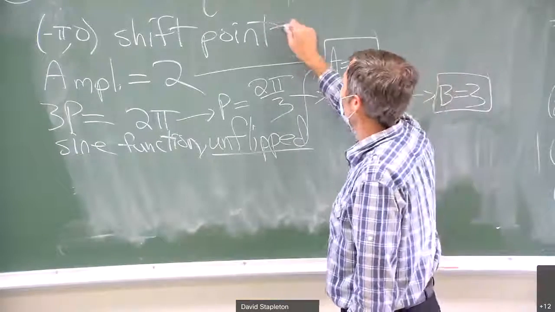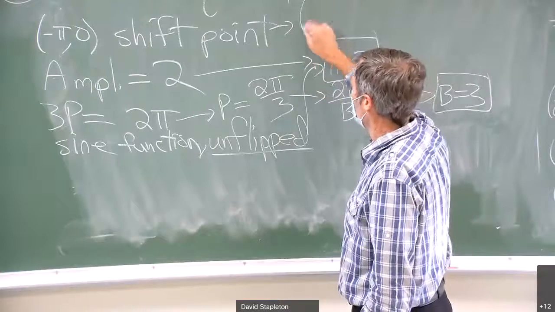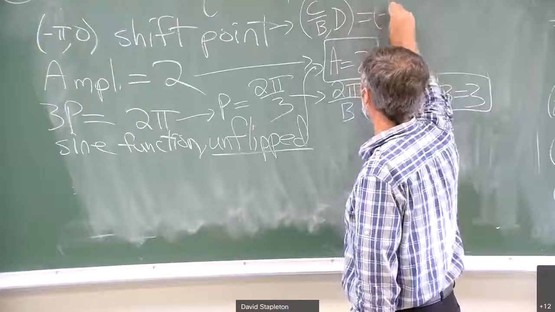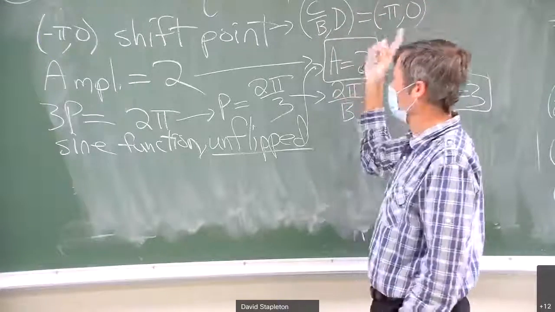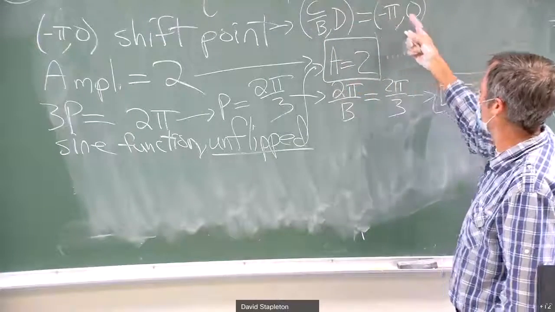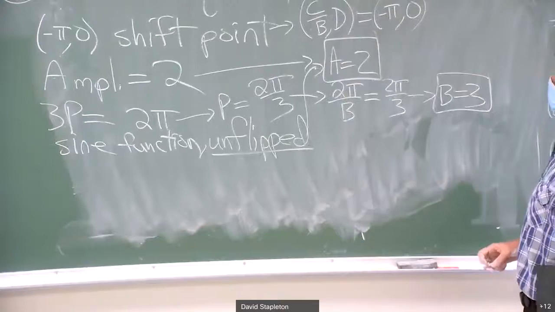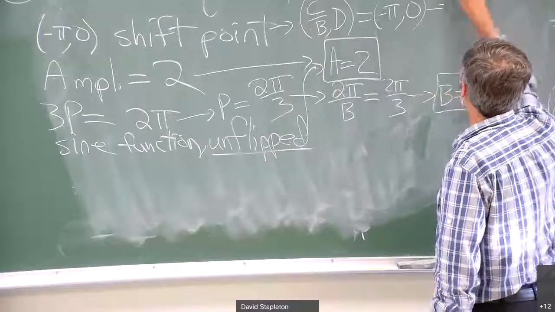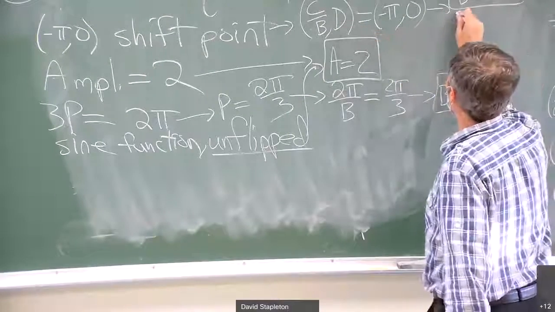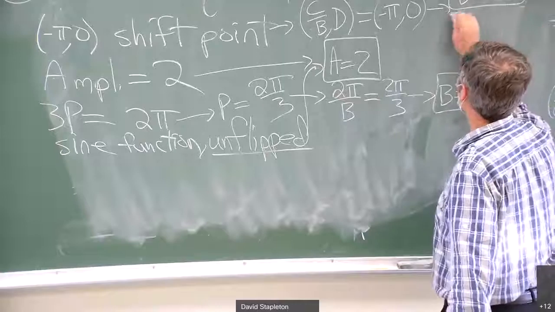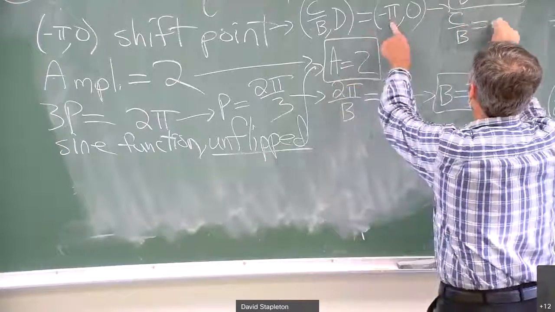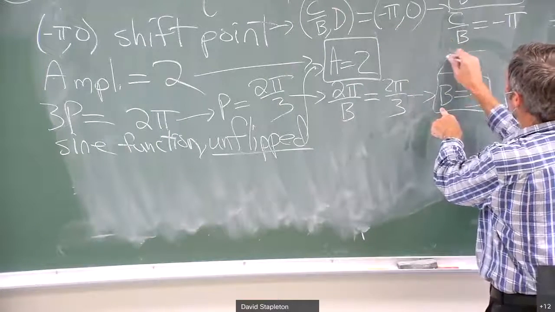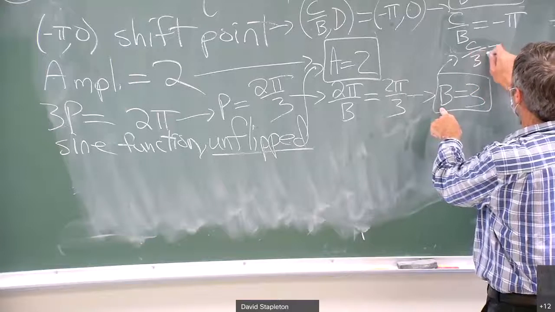Now, minus pi, 0 is the shift point, tells you that c over b is equal to minus pi. Our previous comment, the shift point is always c over b, but we observe from the graph it's minus pi, 0. So that tells you that d equals 0. The second point of 0 tells you that d equals 0. And it tells you that c over b must be minus pi. But b is 3 from the other part. We'll put this in here and you get c over 3 is minus pi.